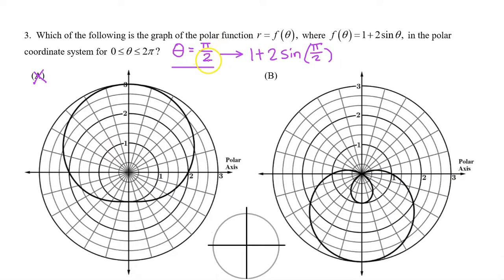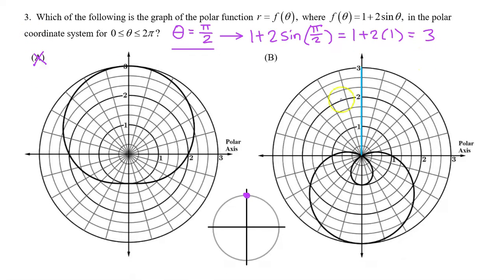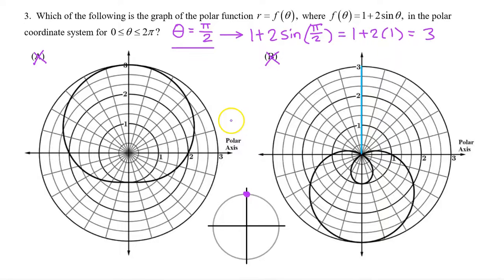At theta equals pi over 2, we have 1 plus 2 sine pi over 2. The sine of pi over 2 is 1, so we have 1 plus 2 times 1, which is 3. At pi over 2 on option B, an r value of 3 would fall right here, which is not on the graph, so option B is out.